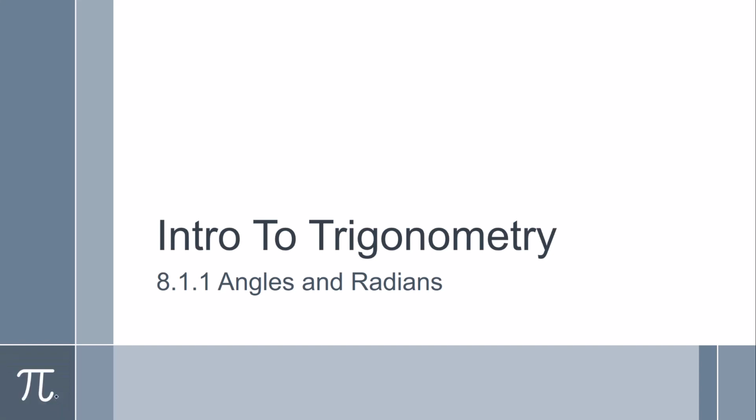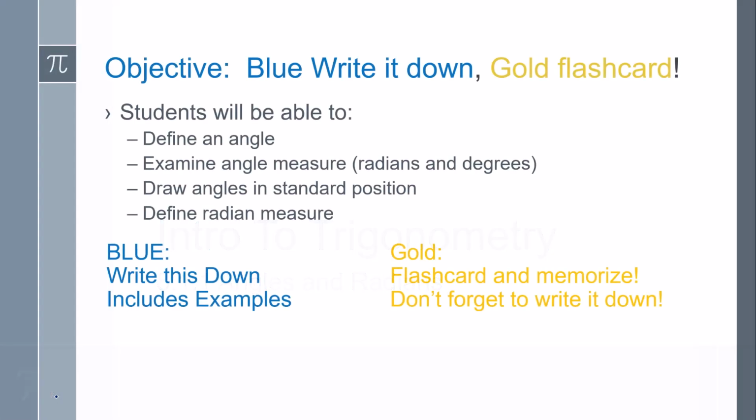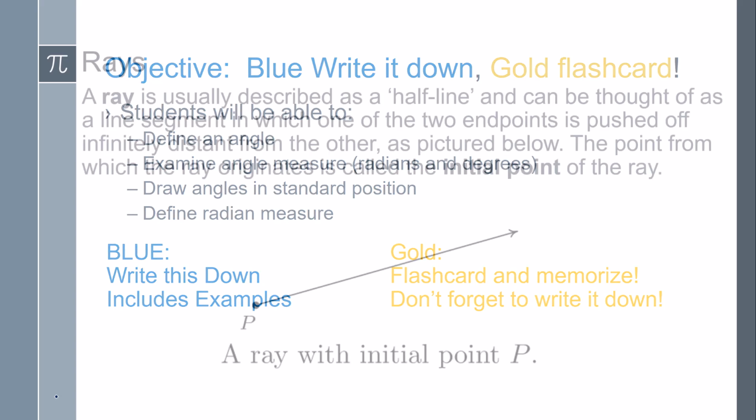This is section 8.1.1. We're going to take a look at angles and radians. So we're going to define an angle, examine an angle measure, draw angles in standard position, and define radian measure.